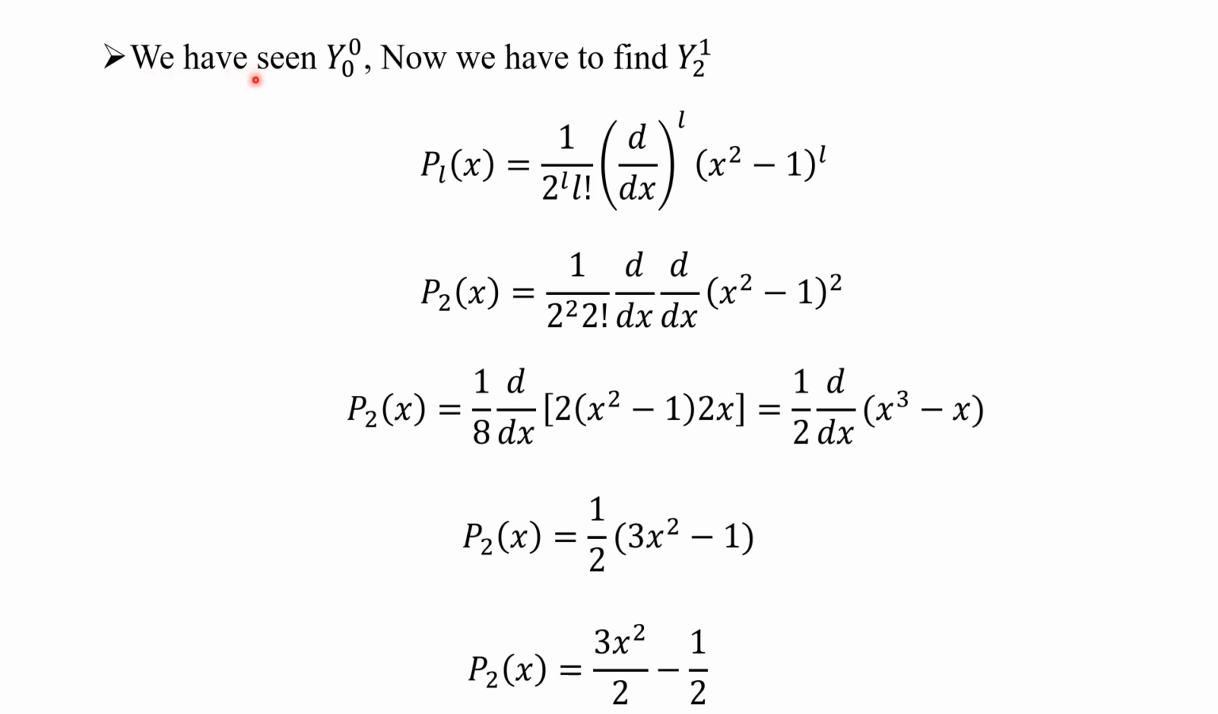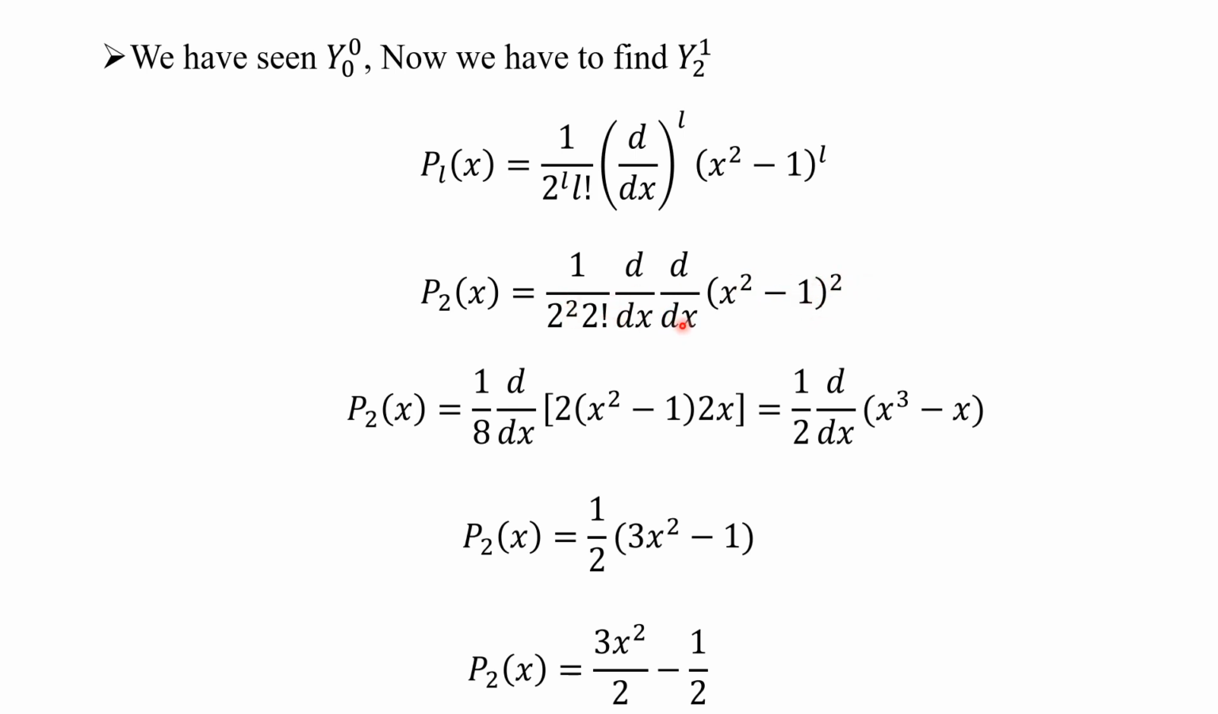We have seen the spherical harmonic Y00. Now we have to find Y21, that is l equal to 2 and m equal to 1. For this, the Legendre polynomial P_l(x) is equal to the definition. Now you substitute 2 for l, because here l is 2 and m is 1. This becomes 1 over 2 squared times 2 factorial, d by dx squared, which is d by dx times d by dx, of (x squared minus 1) power l. Here l is 2, so (x squared minus 1) whole squared.